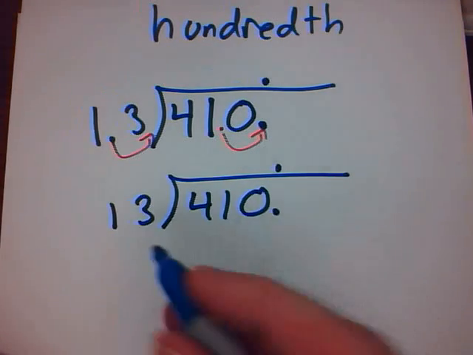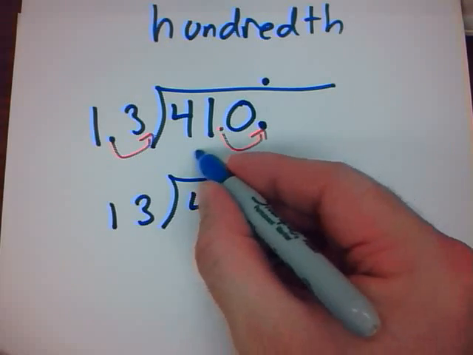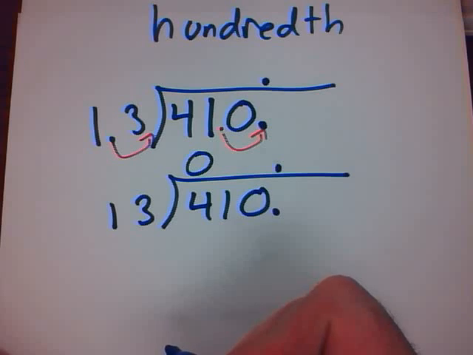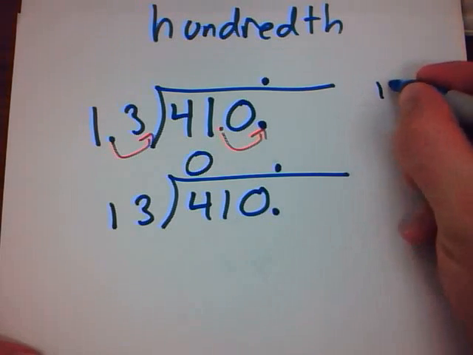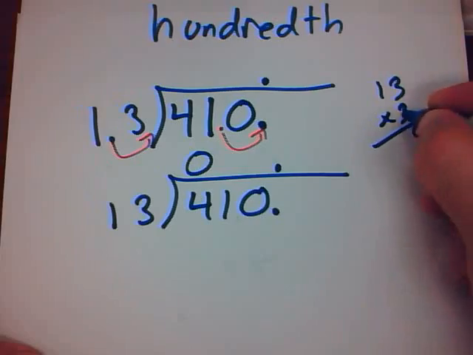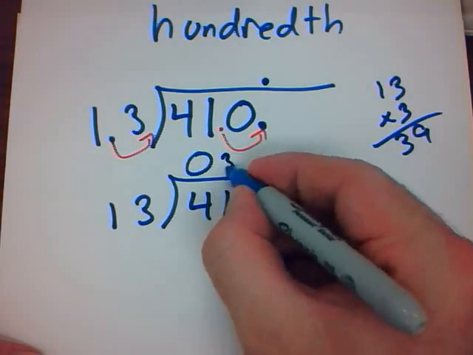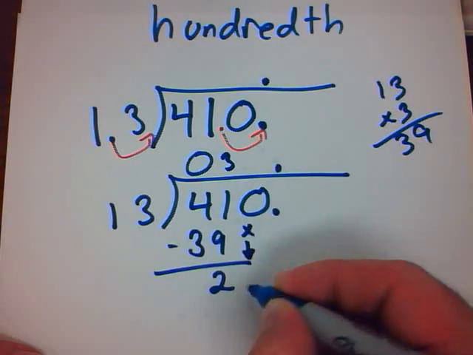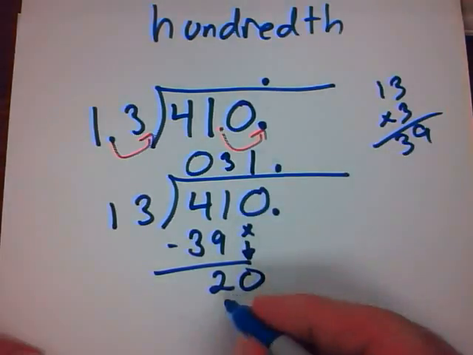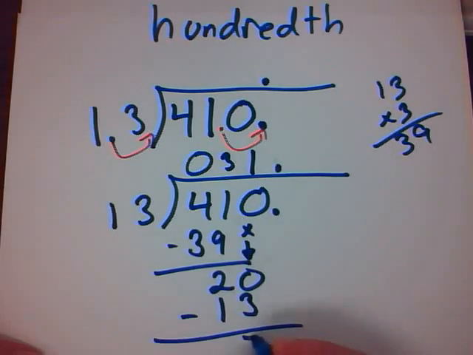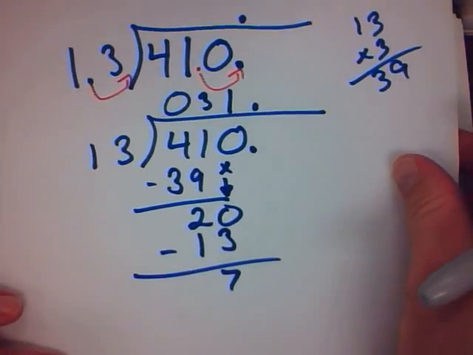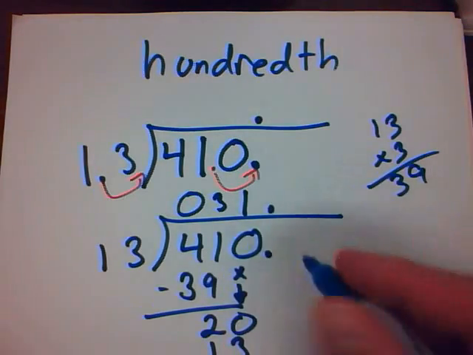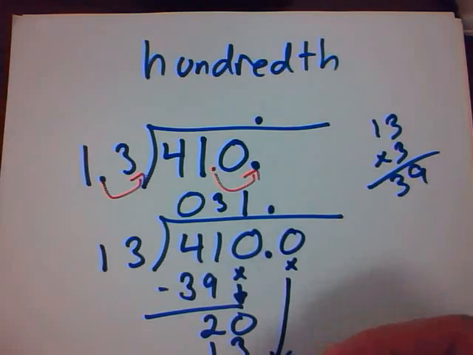All right, let's begin. 13 into 4. That doesn't work. 13 into 41. Yeah, that works. I think it's 3. Yep, that's 3. 39. I'm going to subtract, and I'll get 2. I've got 20. Oh, that's a 1. That gives me 7. Zero.